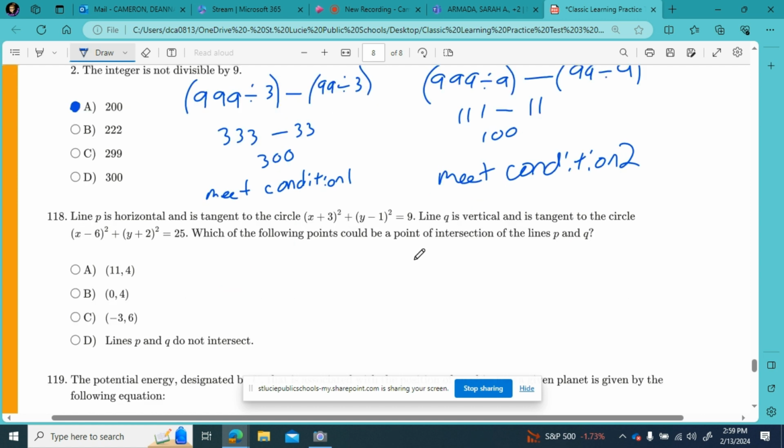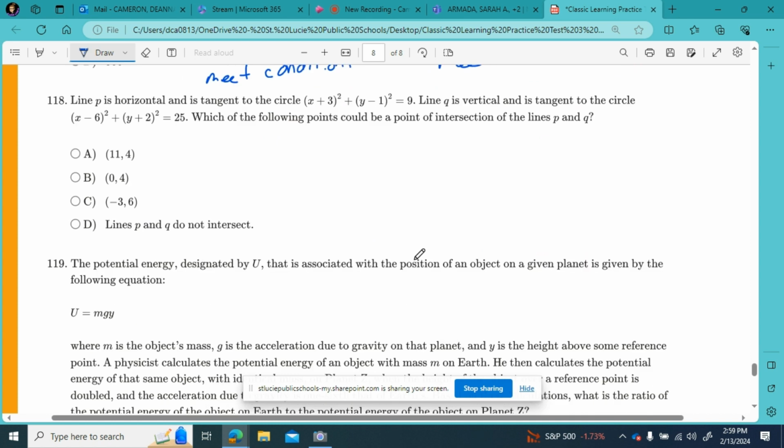And then moving forward to question number 118, line P is horizontal and is tangent to the circle (x + 3) squared + (y - 1) squared = 9. Line Q is vertical and is tangent to the circle (x - 6) squared + (y + 2) squared = 25. Which of the following could be a point of intersection of lines P and Q?